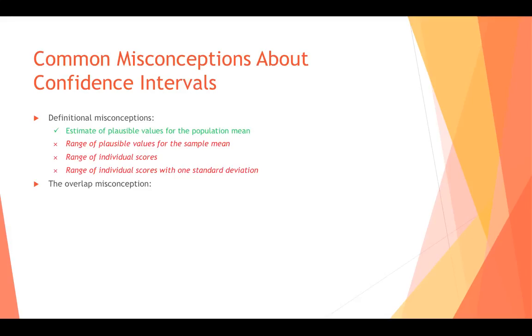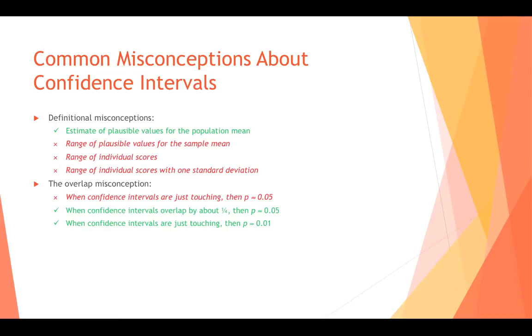2. The overlap misconception. The overlap misconception is a belief that when comparing means for two independent groups, the means are statistically significantly different at p less than 0.05 when the 95% confidence intervals about the means are just touching. In actuality, confidence intervals for independent groups are at p equals approximately 0.05 when they overlap by about a quarter. When the 95% confidence intervals are just touching, with no overlap, p equals approximately 0.01.